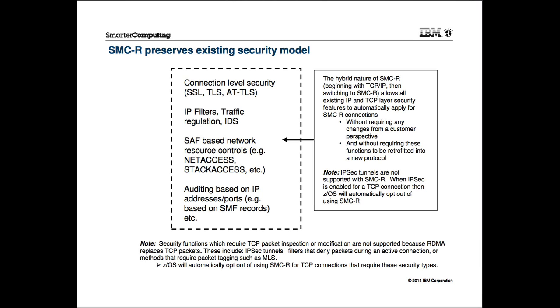Now, one of the things SMC-R does is, since it bypasses TCP/IP, there are no TCP/IP packets. So security technologies that require IP packets, like IP security tunnels, do not work with SMC-R. But our stack is smart enough to know that if a technology that SMC-R doesn't support is being asked for, we don't do SMC-R. We skip it for any connections that require security technology that doesn't support SMC-R.